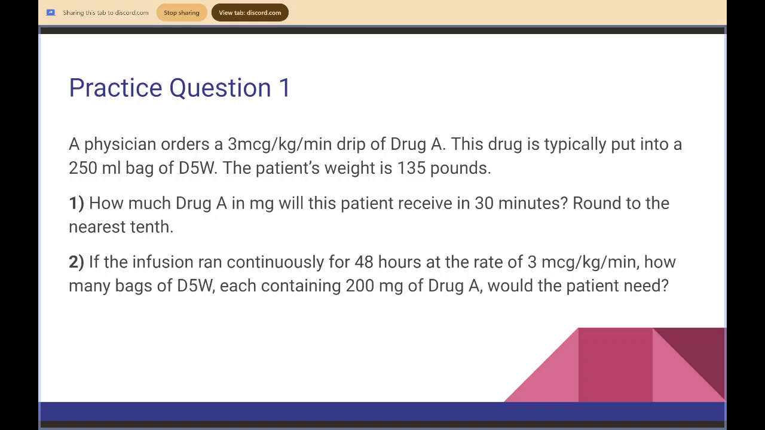Question 2: if the infusion ran continuously for 48 hours at the rate of 3 micrograms per kg per minute, how many bags of D5W, each containing 200 milligrams of drug A, would the patient need? I'll go ahead and start with part A and part B after you're done.